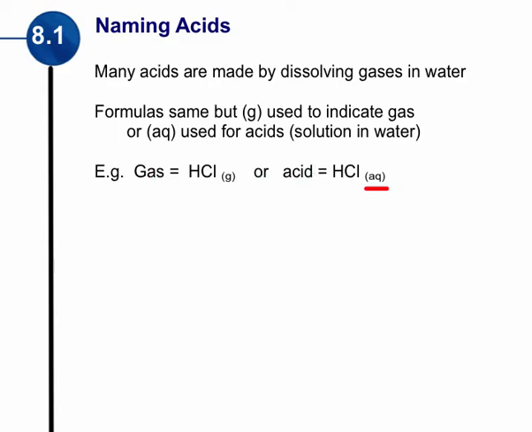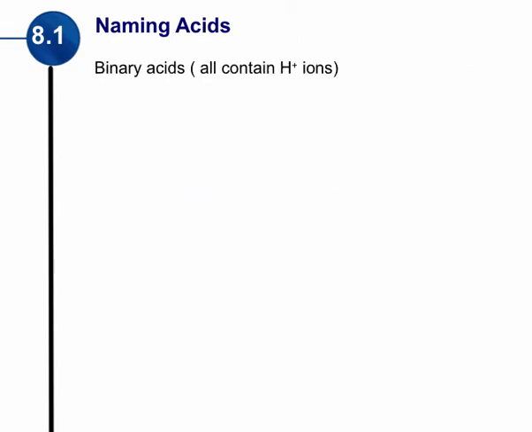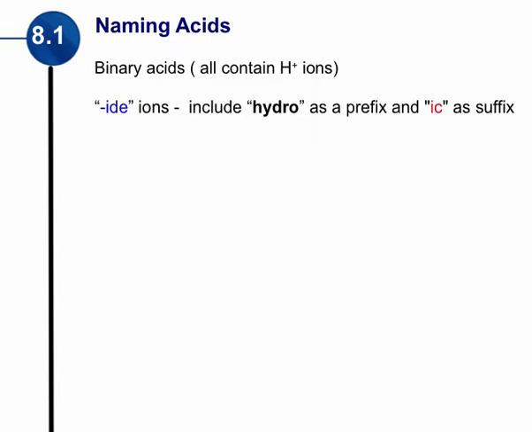And remember, acids are all these H plus ions. So we're going to be looking for an H at the start and an AQ to determine if something is an acid. And once we know it's an acid, then we can start applying its name. There's a variety of types of acids. Let's look at the first type, which are called binary acids. These binary acids contain the H plus ion. And if we have a binary acid, here is our new naming convention.